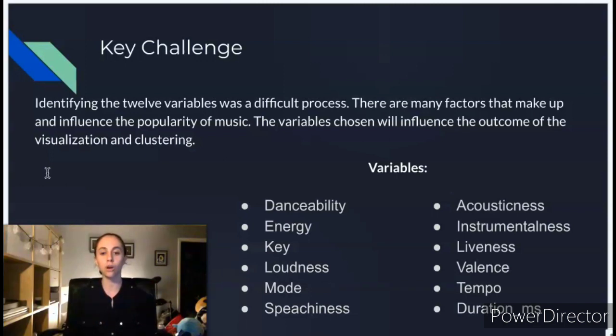The variables are, as you can see, danceability, energy, the key of the music, how loud it may be, the mode, how speechiness it is, the acousticness, instrumentalness, and the liveness, covers balance, tempo, and even the duration in the milliseconds.